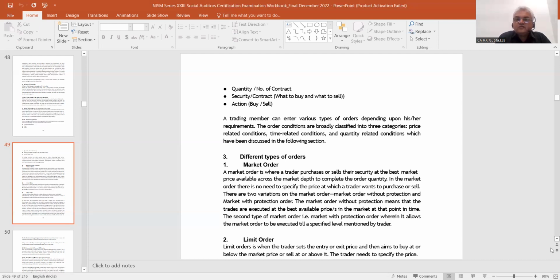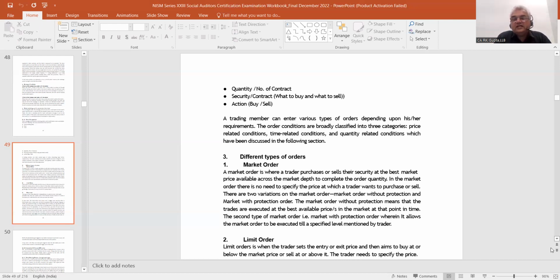Then there are different types of orders. First is the market order. A market order is where a trader purchases or sells their security at the best market price available across the market depth to complete the order quantity. So this is the market order. Whatever is available in the market, you will get the best. So the trader will purchase or sell the security.